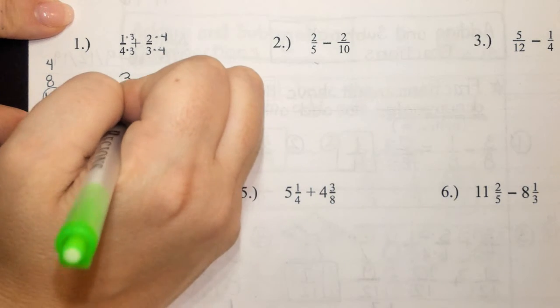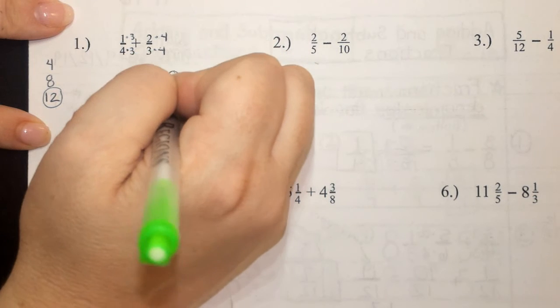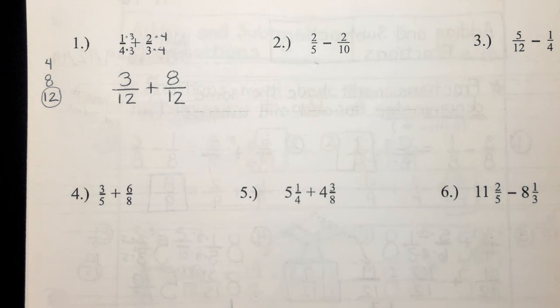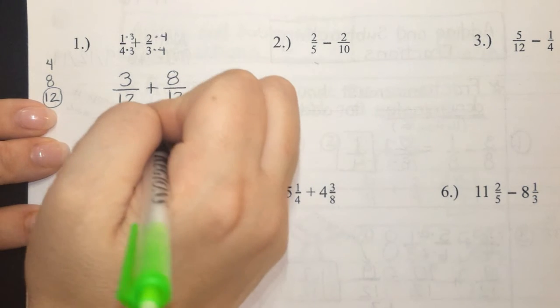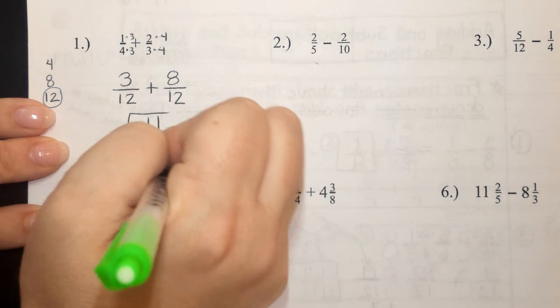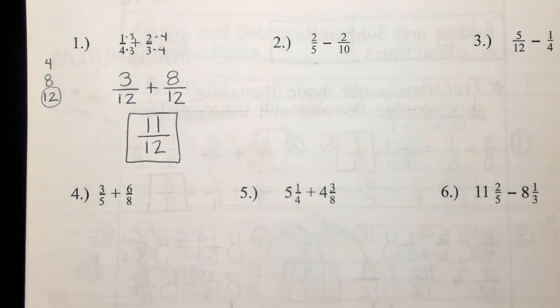Three over 12 plus 8 over 12. Perfect. Ta-da. Okay, 3 over 12 plus 8 over 12. 3 plus 8? 11 over 12. Can I simplify that? No, so that is my answer. Okay.